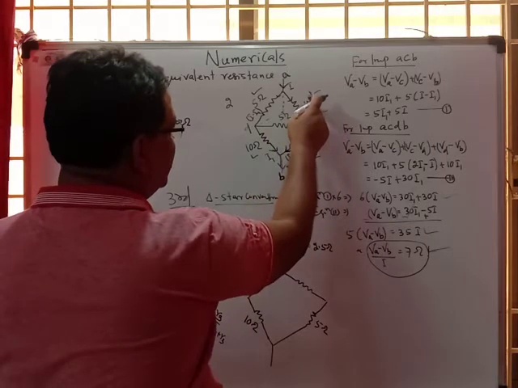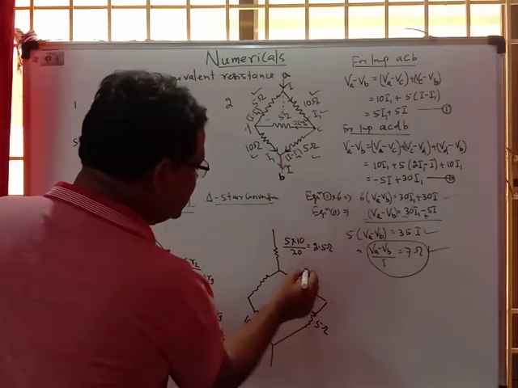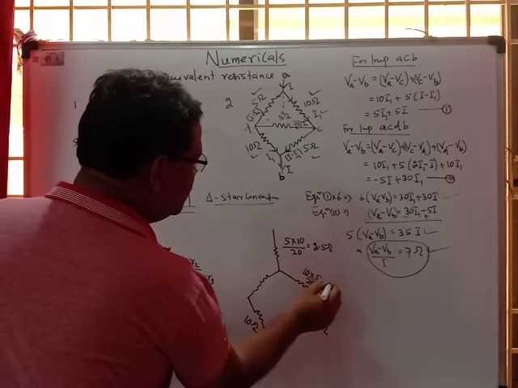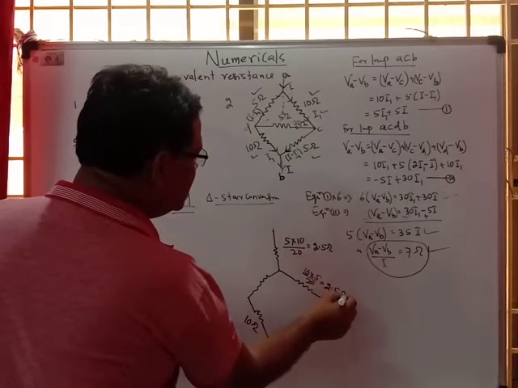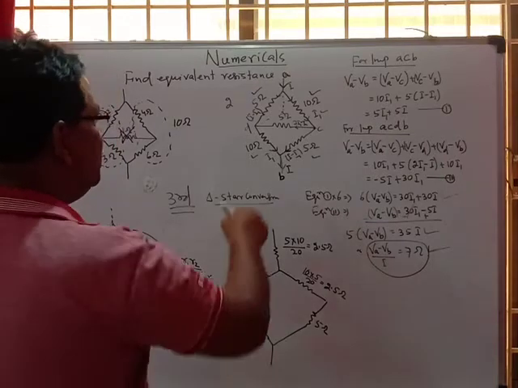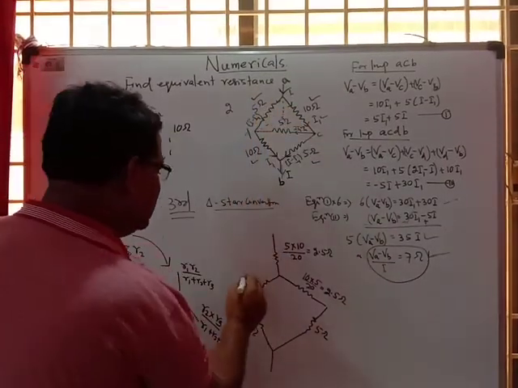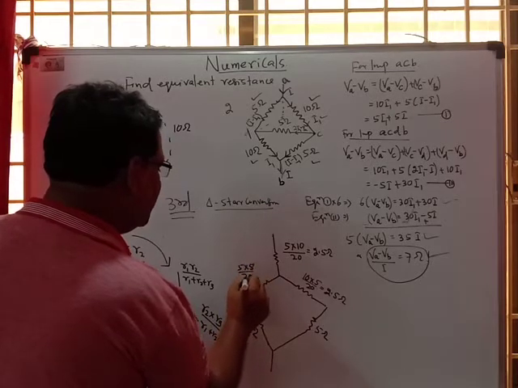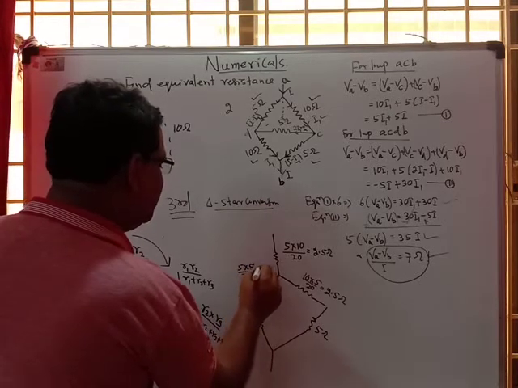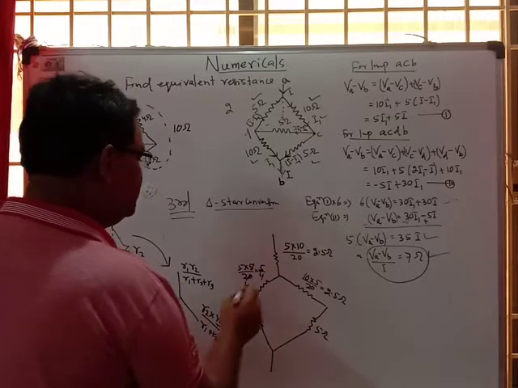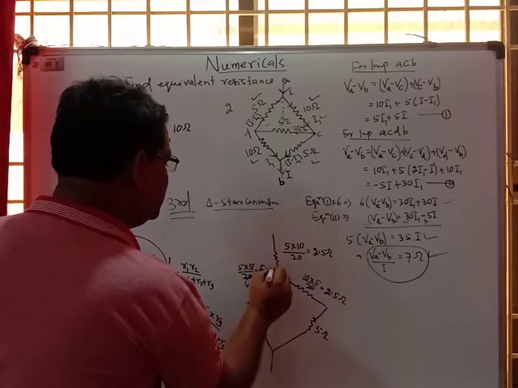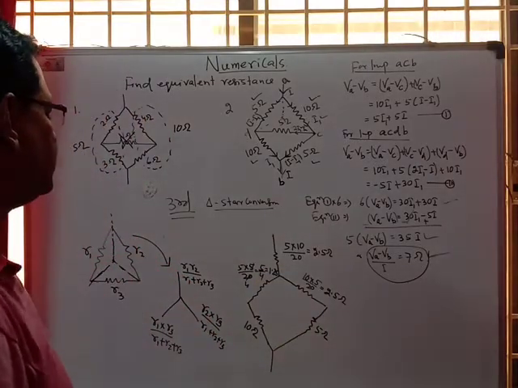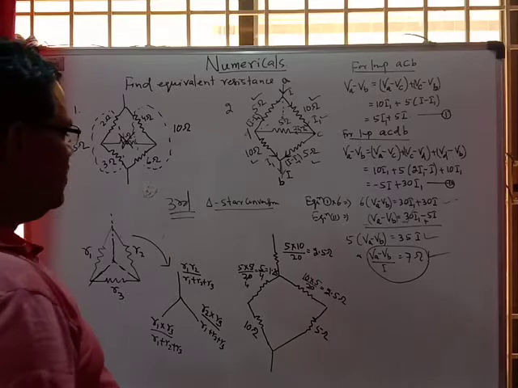And what will be this one? This part will be 10 into 5 by 20, so that is equal to 2.5. This is also 2.5. So what will be this side? 5 into 5 by 20, that is 5 by 4, which is 1.25 ohm. Clear?